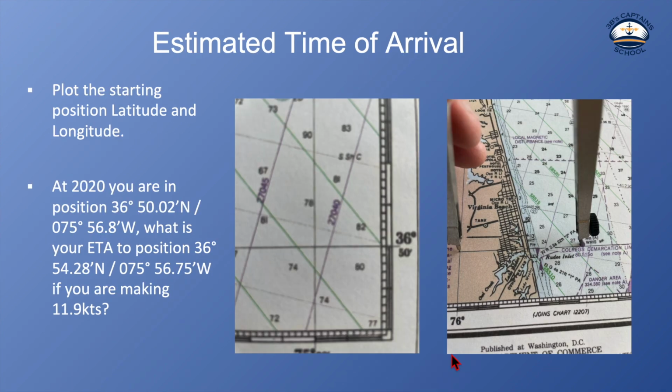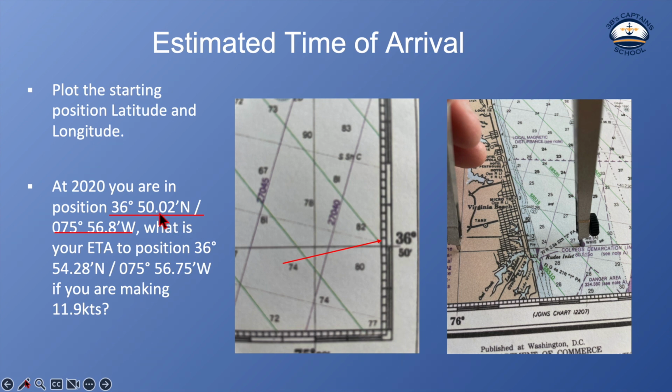All right, so first thing I want to do is plot the starting position, latitude and longitude. So what's our starting position? 36 degrees, 50.02 minutes north, 75 degrees, 56.8 minutes west. If you look at this picture just to the right of our question, you see I have an arrow pointing just above 36 degrees, 50 minutes. This is 36 degrees where my cursor's at, and this is the 50-minute line or mark. So this whole line right here is 36 degrees, 50 minutes north.